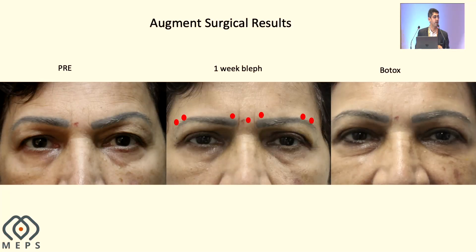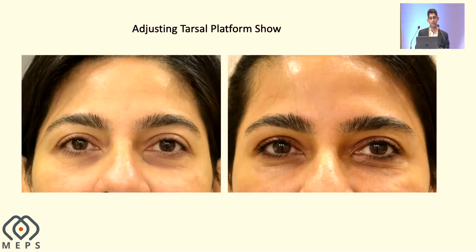So I always do a little bit of Botox in upper blepharoplasty patients in my practice, and they're usually very happy. And if the patient is happy in the first 3 months after your surgery, they're usually going to be happy and not trouble you. You can also adjust the tarsal platform show.